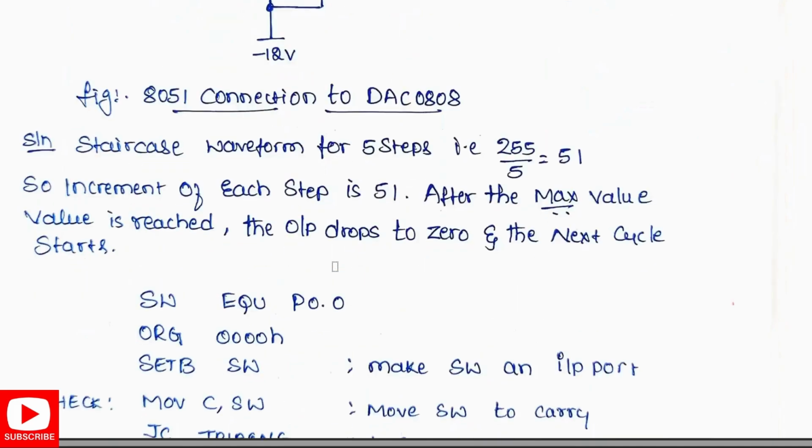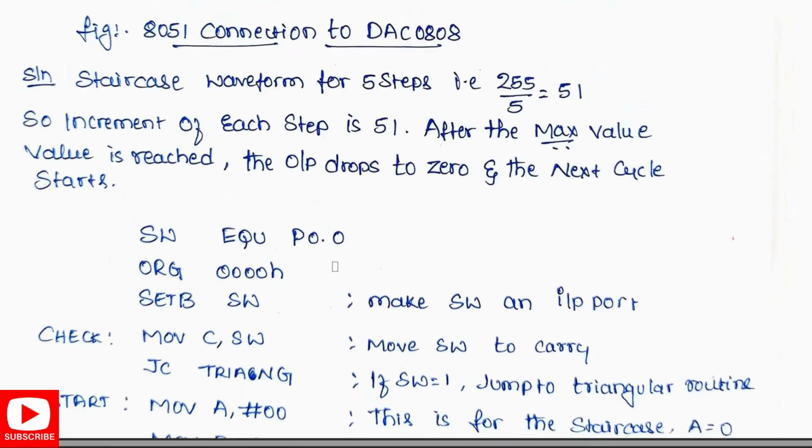So here the staircase waveform means if you want 5 steps, then 255 should be divided by 5, which is 51. So what is the increment of each step? 51. After the maximum value is reached, the output drops to 0 and the next cycle starts.